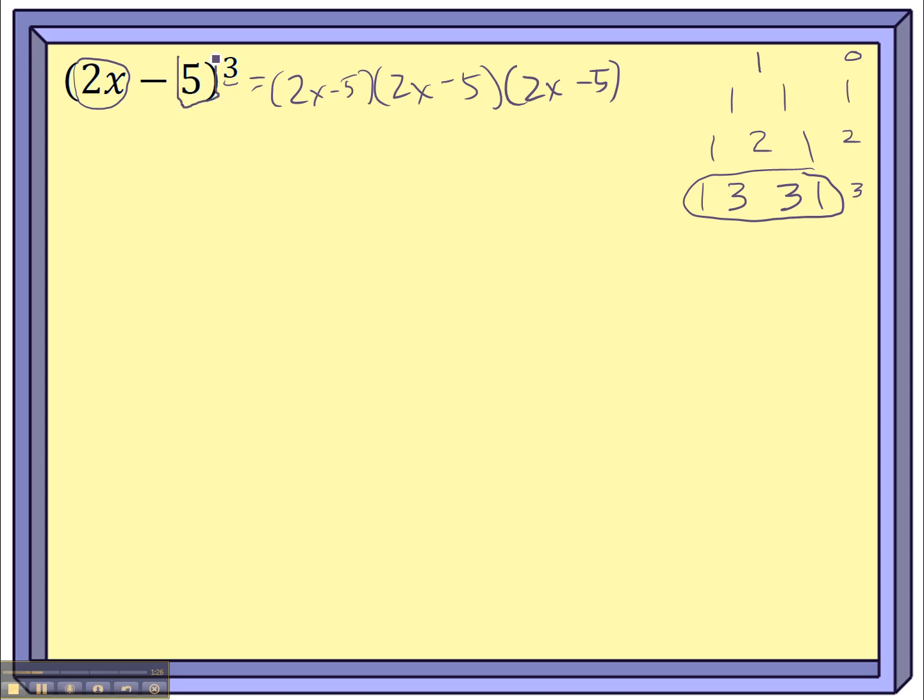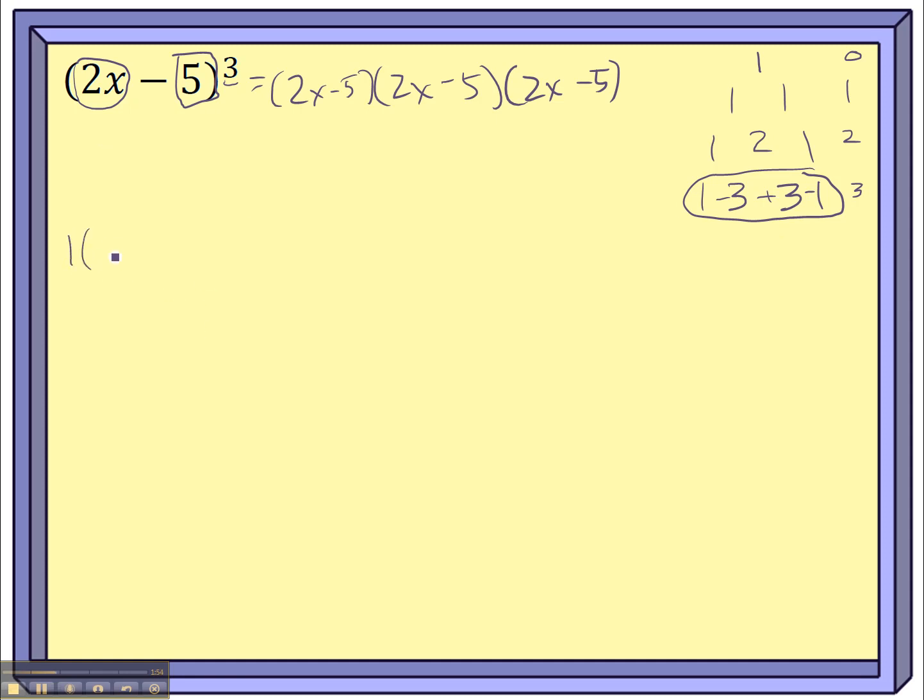This is the second term here, 5. We're going to start with 0 power and then work our way up to 3. Since it's negative in between those two, we're going to alternate the signs, starting with positive, negative, positive, negative. So on these, it should actually be 1, minus 3, plus 3, minus 1. Okay, so start with this leading coefficient, 1.